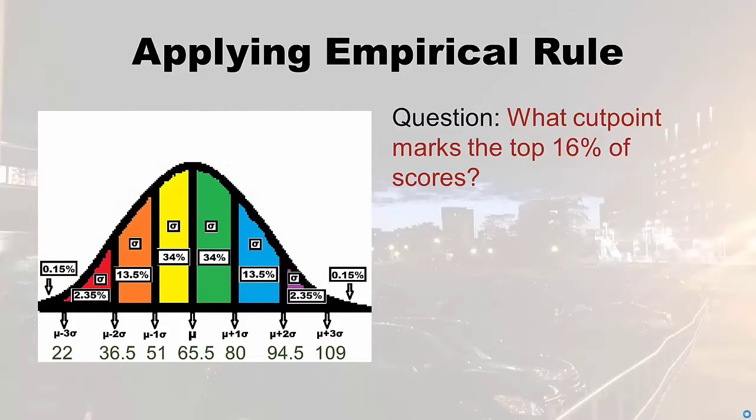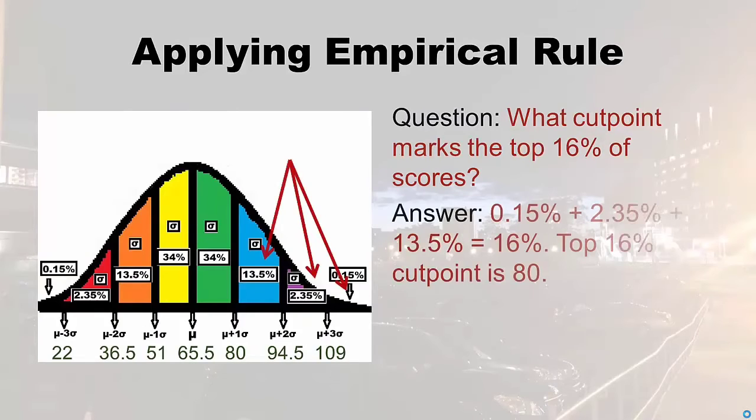Here's another question. What cut point marks the top 16% of the scores? Already you know you're up in that area, probably where the purple or the blue are, right? What would make the top 16%? Well, if you add together the 0.15% from the little black part, the 2.35% from the purple, and the blue 13.5%, you'll get 16%. So the cut point for that is all the scores above 80, which would constitute the top 16% of the scores.